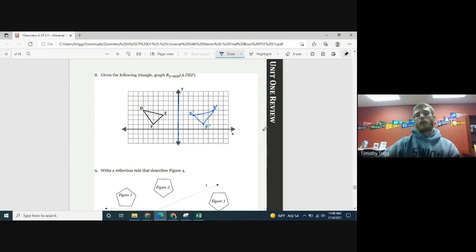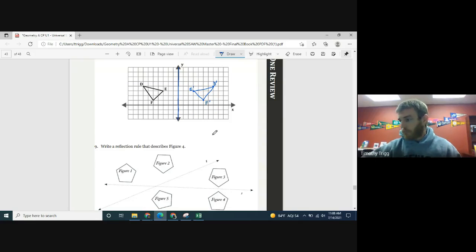I also want to point out that the image and the pre-image, those are congruent triangles, aren't they? They're the exact same size, exact same shape. All right, they're just pointed in different directions. So is this rigid motion? Well, yes, it is. It is rigid motion because it conserves the same size, same shape. Okay, so yes, reflections are rigid motion.